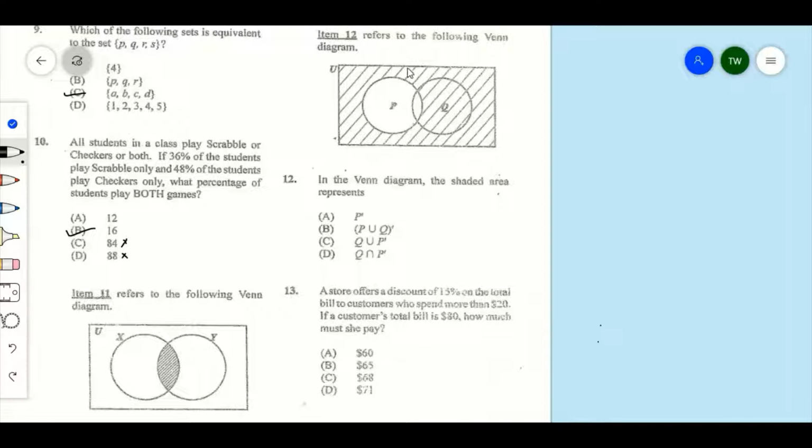Item 12 refers to the following Venn diagram. Now here we have a Venn diagram, and we know that all the area of the Venn diagram is shaded except P, right? So question number 12. In the Venn diagram, the shaded area represents, if all the area is shaded except P, then it has to be P complement, because P complement means all the elements outside of P. So our answer in this case is going to be A, right?